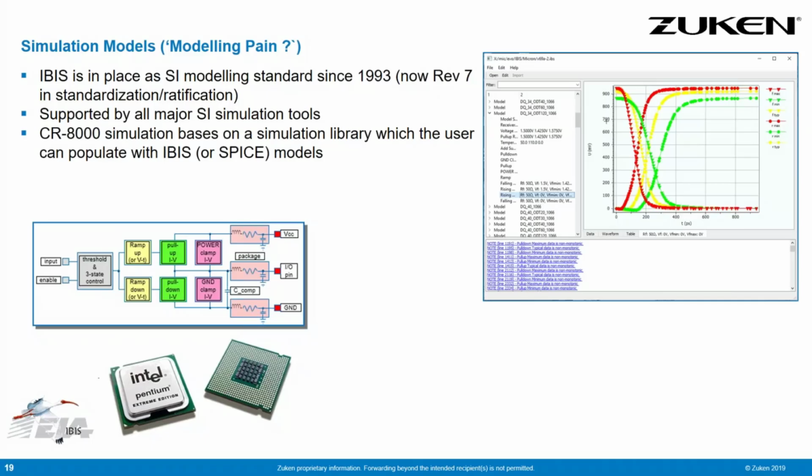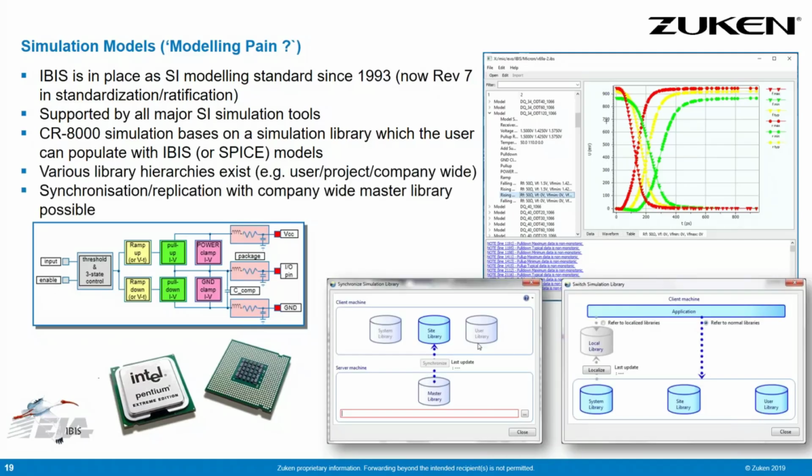And the CR8000 simulation process is based on a simulation library, which is populated, which is fed by IBIS models, or as an alternative by SPICE models by the user. We do populate it with some basic models, and then it can be easily further enhanced. The simulation flow knows different hierarchies of libraries. So we do know a project library, we do know a site library for the whole site of your engineering department, and we do know the mechanism.